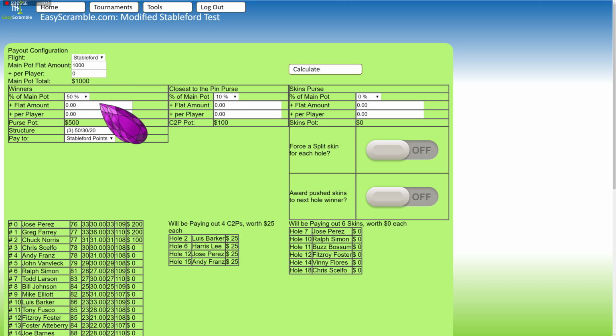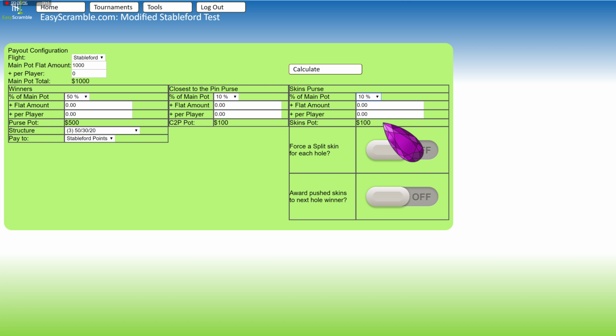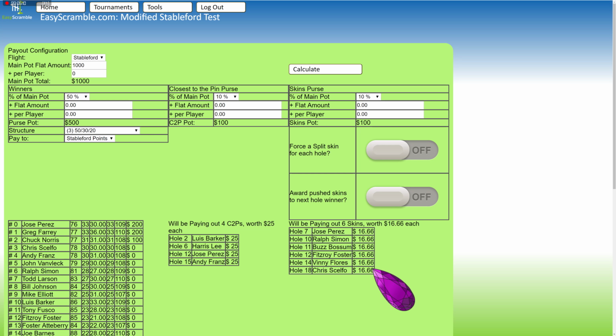So to show you how skins work, right now I have no percentage of the main pot, which I could just put to 10%, which would be $100. And so if we're paying out $100 in skins, what we have in this case is holes 1, 2, 3, 4, 5, and 6 were tied. So therefore we didn't pay a skin on them. So we only took the holes in this case that were won free and clear with one low score, a single person, and paid that skin, each skin being worth $16.66.